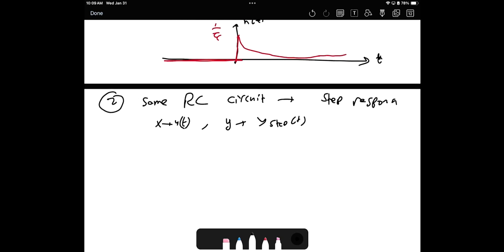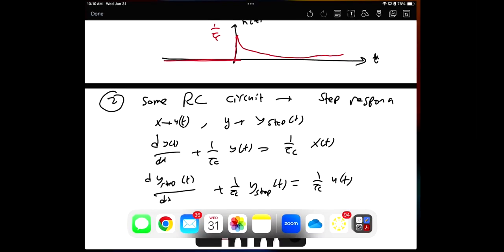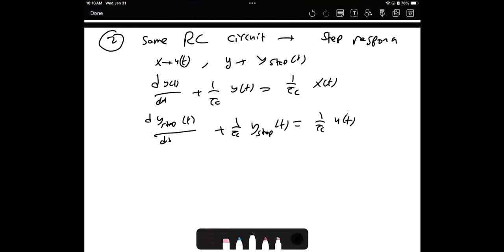Let's recall the differential equation. The differential equation was dy of t by dt plus 1 over tau c y of t equals 1 over tau c x of t. So let's replace to find the step response. It will be dy step of t over dt plus 1 over tau c y step of t equals 1 over tau c u of t. Now, how to do this integration? We will apply the same thing called the integrating factor.